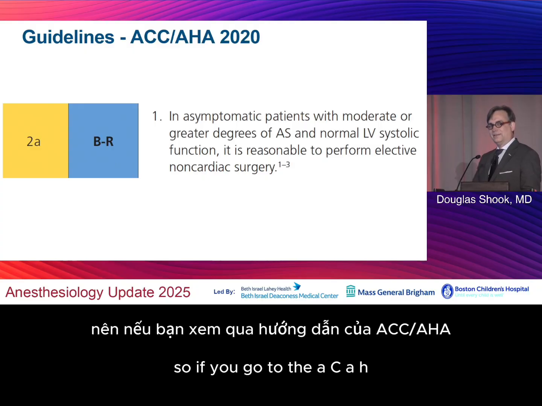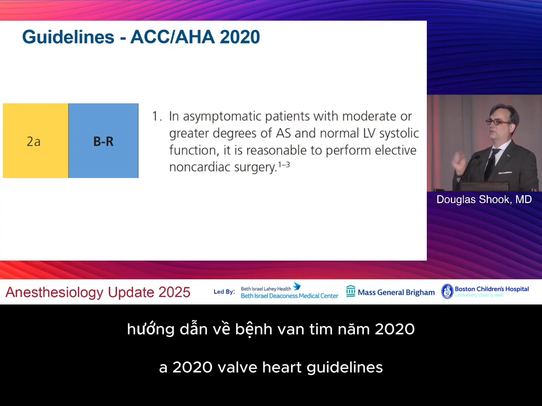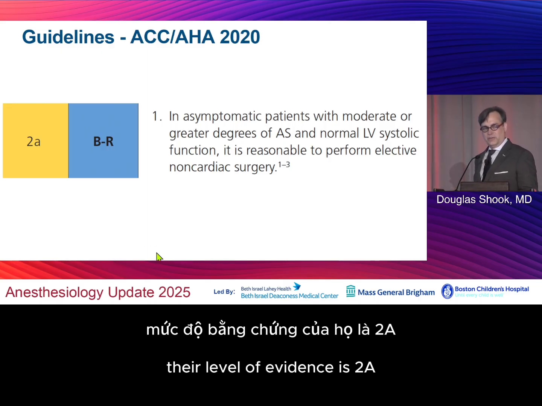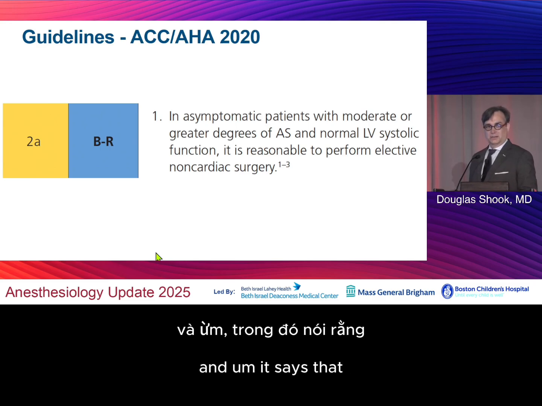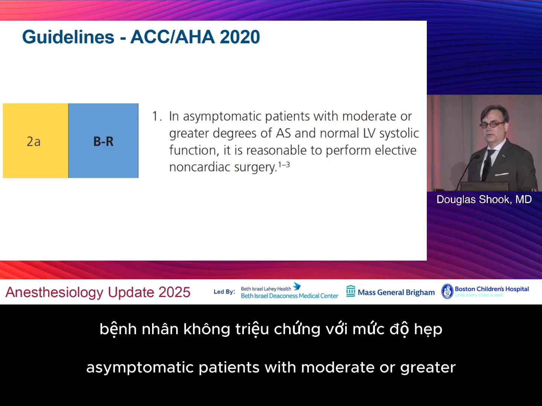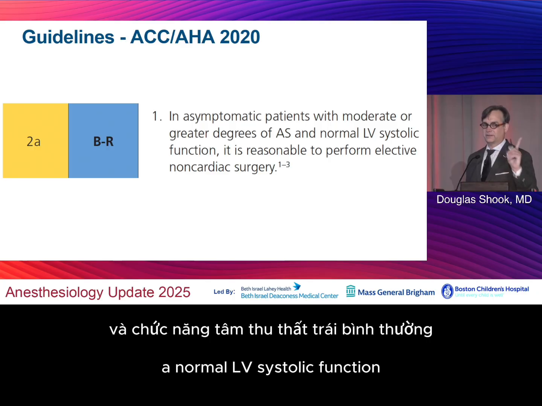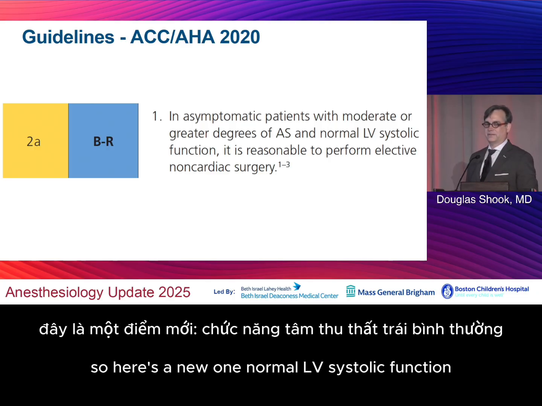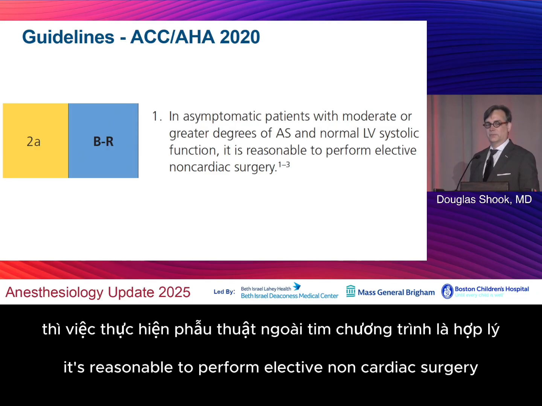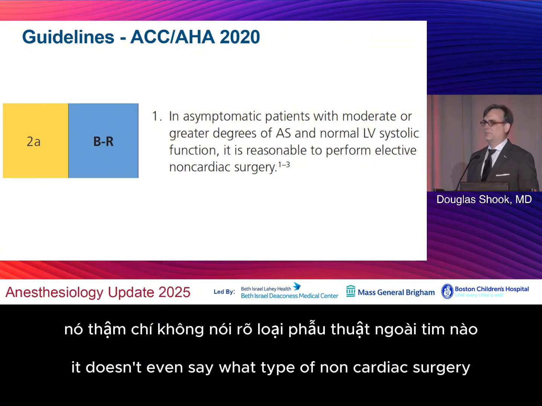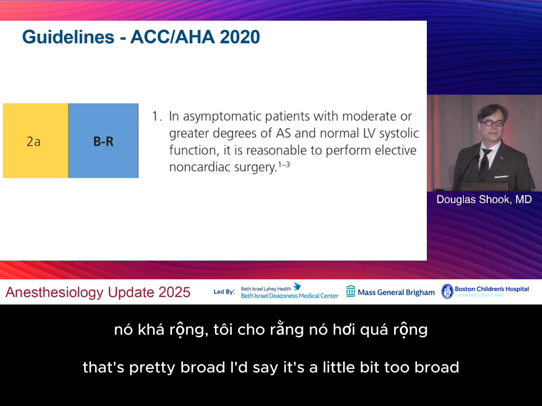So if you go to the ACC/AHA 2020 valve heart guidelines, their level of evidence is 2A, so that means it's reasonable. And it says that asymptomatic patients with moderate or greater degrees of aortic stenosis and normal LV systolic function, so here's a new one, normal LV systolic function, it's reasonable to perform elective non-cardiac surgery. That's a pretty broad statement, actually. It doesn't even say what type of non-cardiac surgery that could be. That's pretty broad. I'd say it's a little bit too broad.